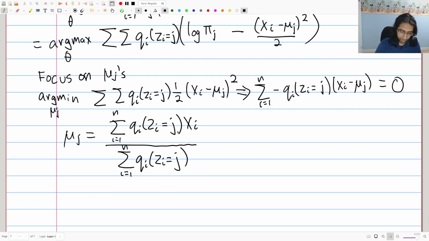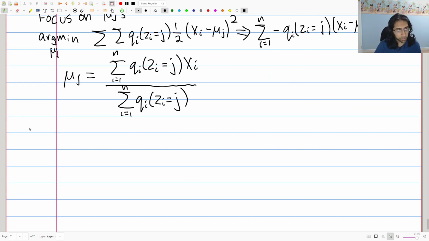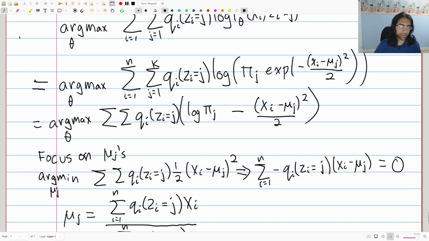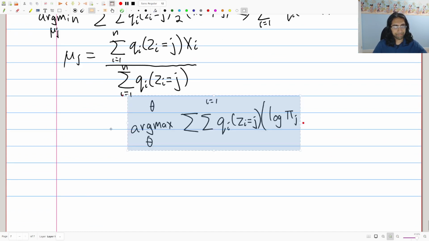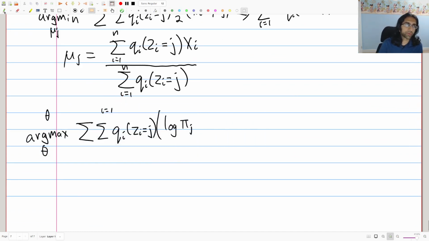Let's do perhaps the trickier one, because it has a constrained optimization problem. What we did before was we focused on the mu's. Now let's focus instead on the pi's. And this is what we do here.